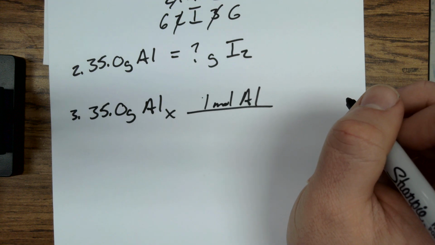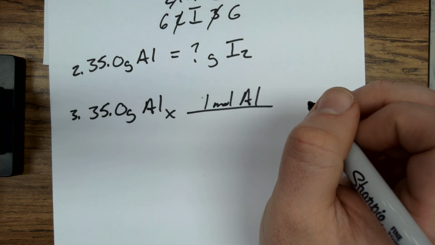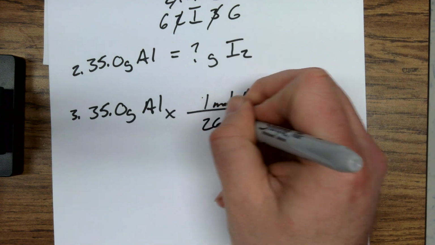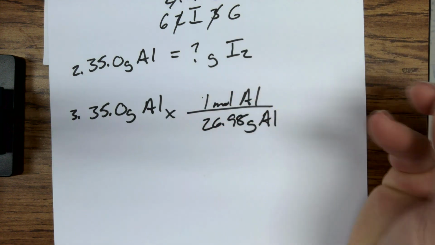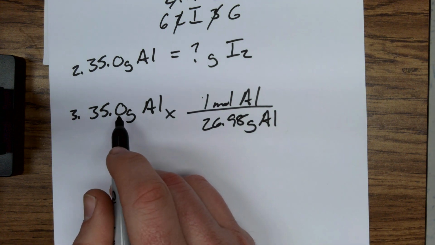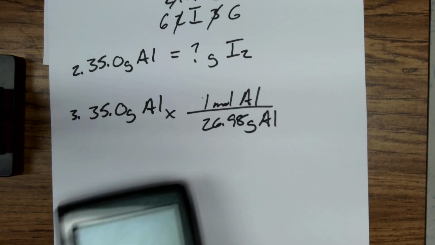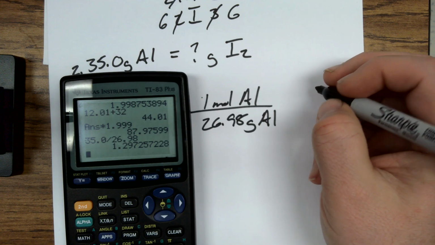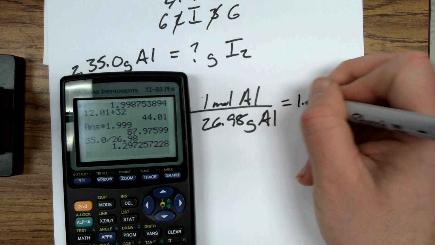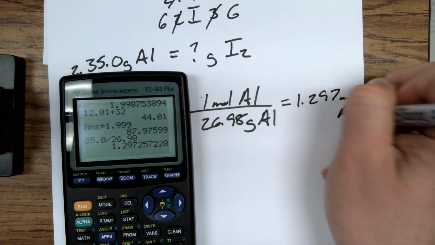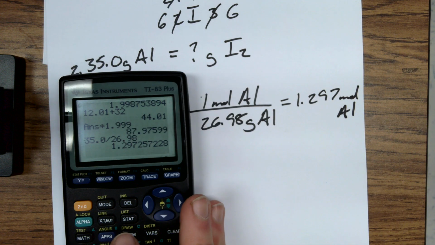Your periodic table will tell you guys. 26.98 grams aluminum weighs out 1 mole. 35.0 times 1 is still going to be 35.0. So my real question is 35.0 divided by 26.98. It's going to give you this really lengthy number. 1.297 moles aluminum. I just ran out of space. That's why I wrote it underneath it.